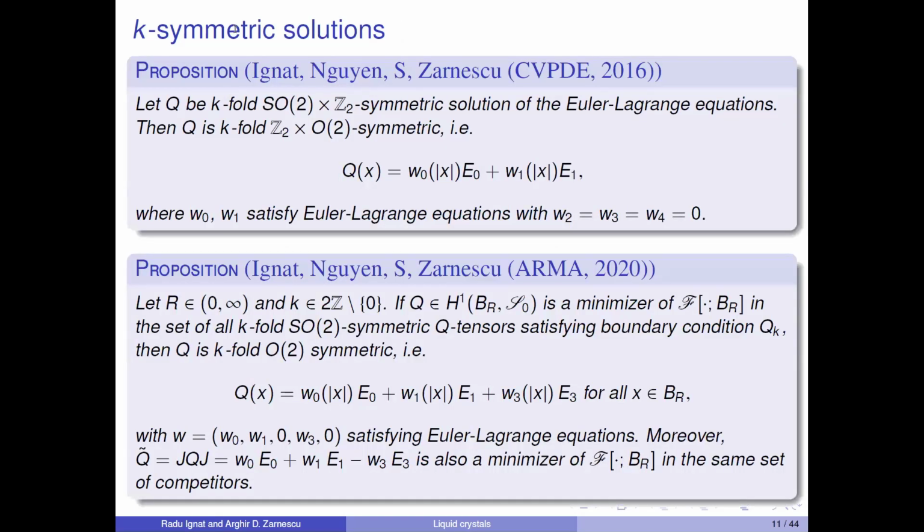And okay, so what can we say? If you have this k-fold SO2 symmetry and also the Z2 symmetry of solutions of the Euler-Lagrange equations, then you actually have something a bit better. You have k-fold Z2 as before, but you have this O2 symmetry. So in principle, you are looking for just a solution of this type, and then you see that it actually has to be of this type. So you are losing, I mean, the sum of the components will become 0.